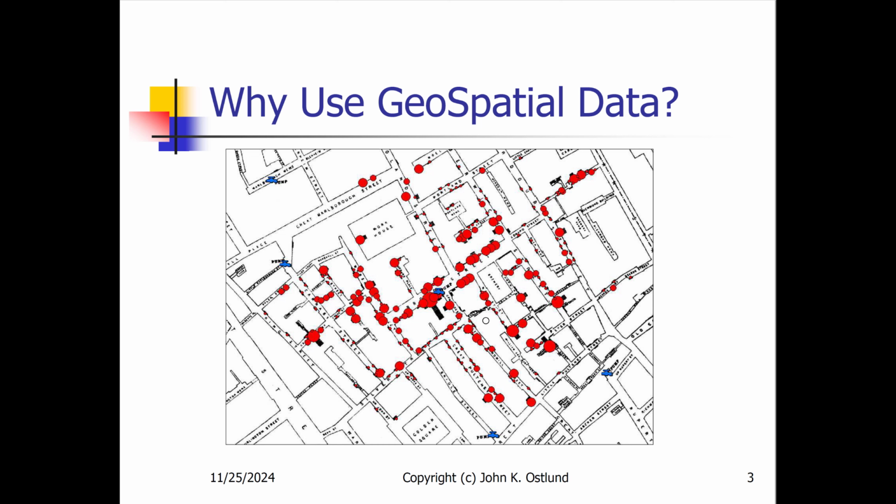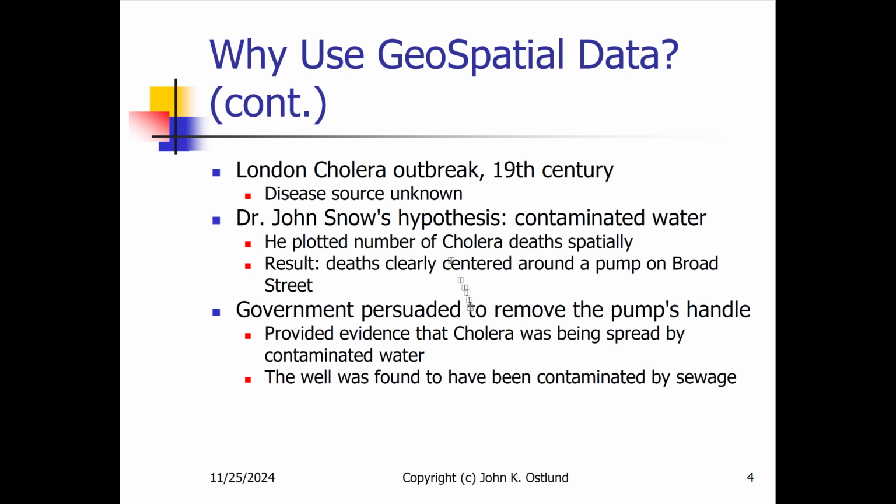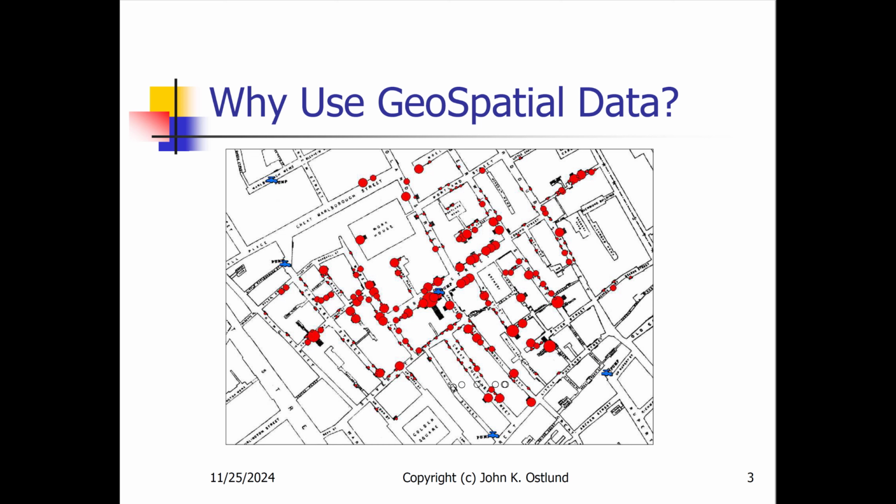Here is a famous early example of some geospatial data. This is a graphical description of a cholera outbreak in London in the 19th century. The source of the disease was not known, but Dr. John Snow believed that it was probably caused by contaminated water. And so what he did was he put together this map of London, at least the area where the outbreak was occurring, and these red circles here indicate the number of deaths due to cholera at various locations around the city.